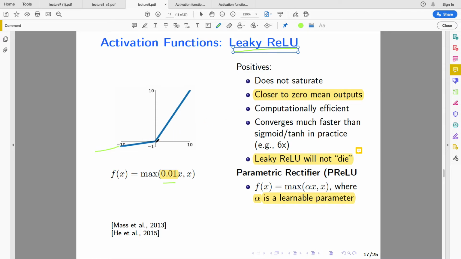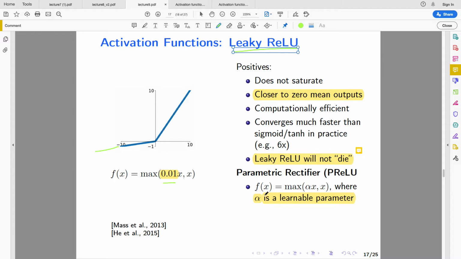It is zero mean, you see here, it's passing through the 0. It's computationally efficient too. It converges much faster, and it doesn't die because it doesn't have saturation. So it's a great improvement over the ReLU.